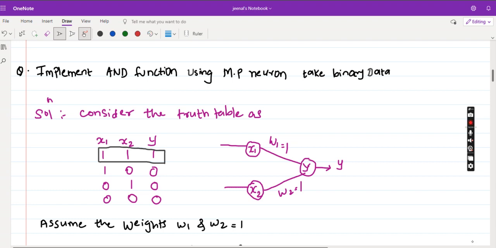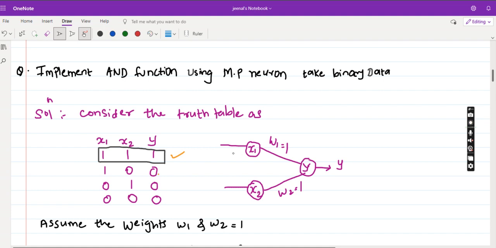So this is the truth table where we have two inputs and one output. X1, X2 are my inputs and Y is the output. AND gate is 1 only when both the inputs are 1. So the first line states that x1 is 1 and x2 is also 1, so output is 1. For all the other inputs, your output is going to be 0. So I have to design a neural network which will give me this truth table as the output.